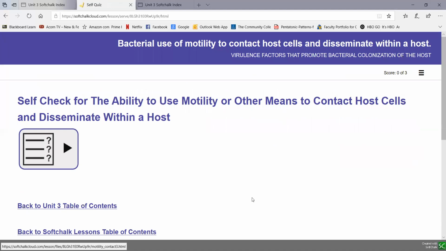So that's the role of motility in contacting cells and helping bacteria to disseminate.